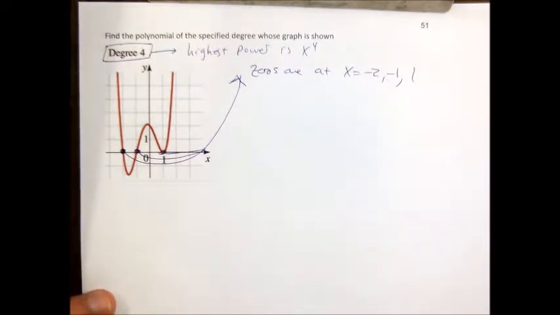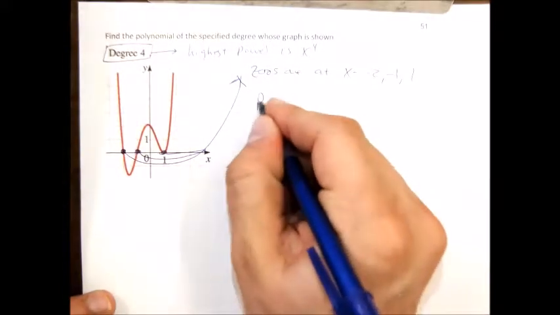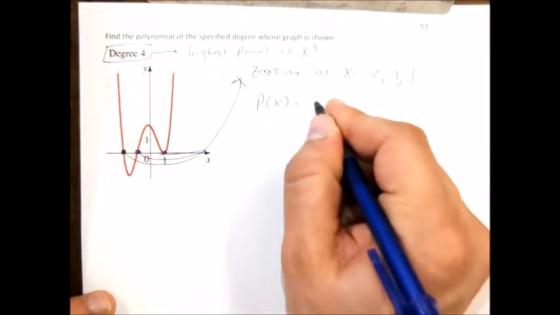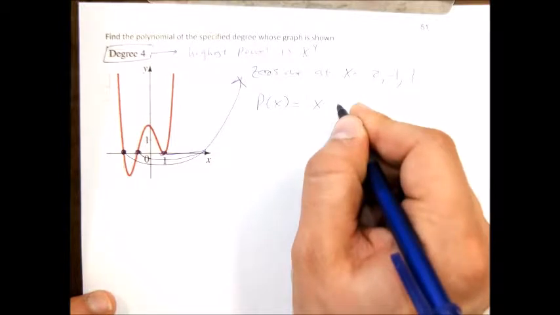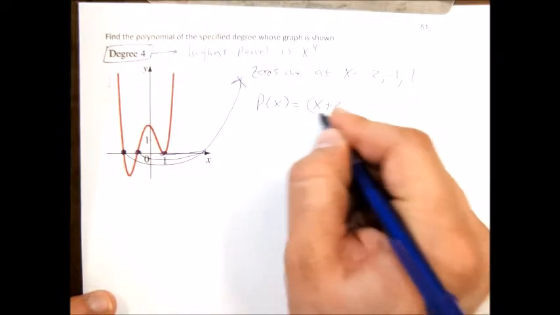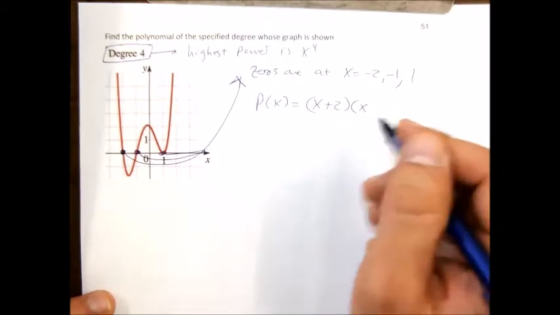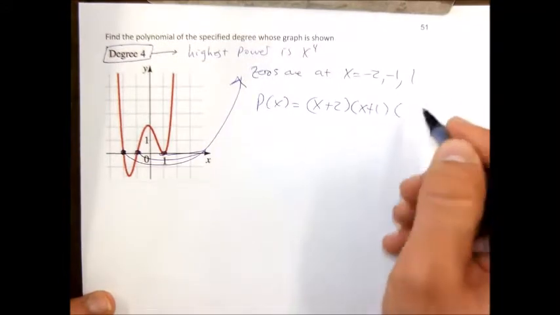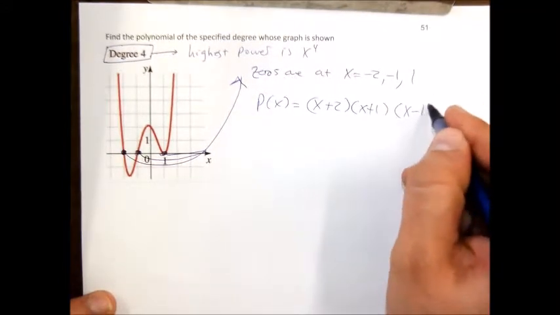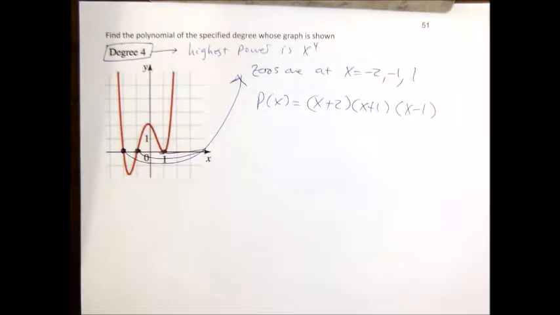And so I know then our polynomial can be written as x minus those things, right? So x minus -2, so x plus 2. x minus -1 is going to be x plus 1. And then x minus +1. What's the problem with this?